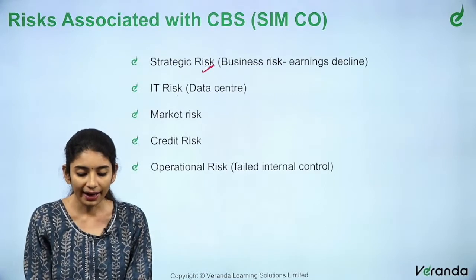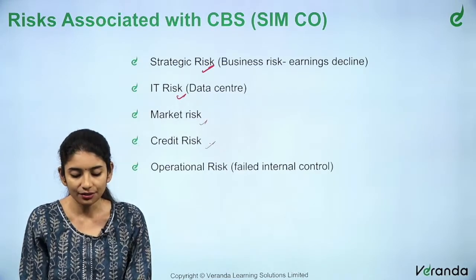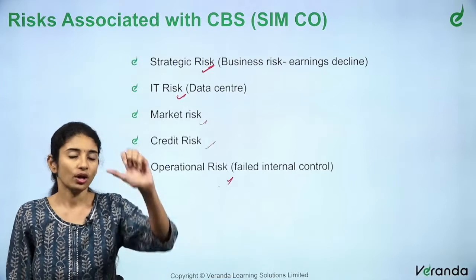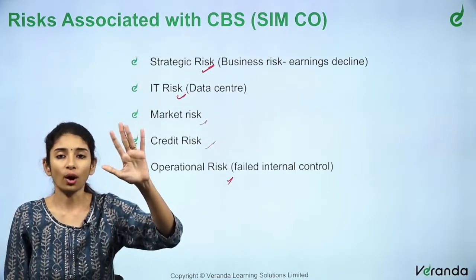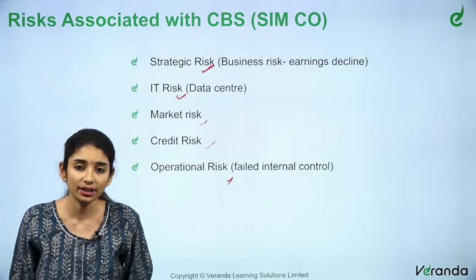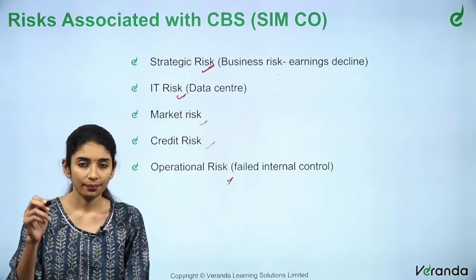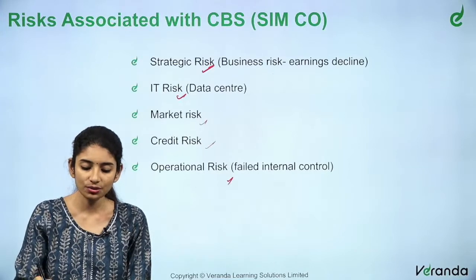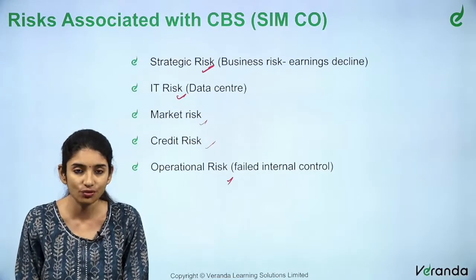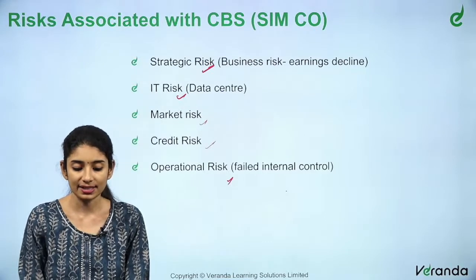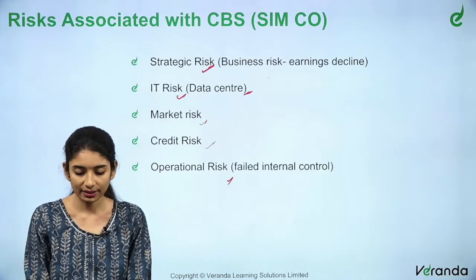Strategic risk, IT risk, market risk, credit risk and operational risk. SIMCO. What is the meaning of strategic risk? Cannot reach my goal, and the business risk of earnings declining. My earnings have declined, so that is the strategic risk. IT risk is the risk related to the data center.